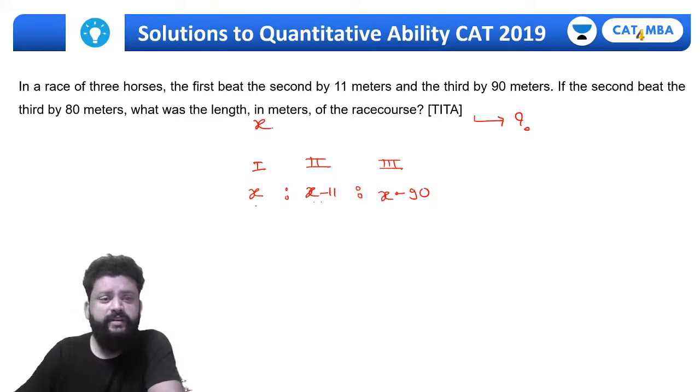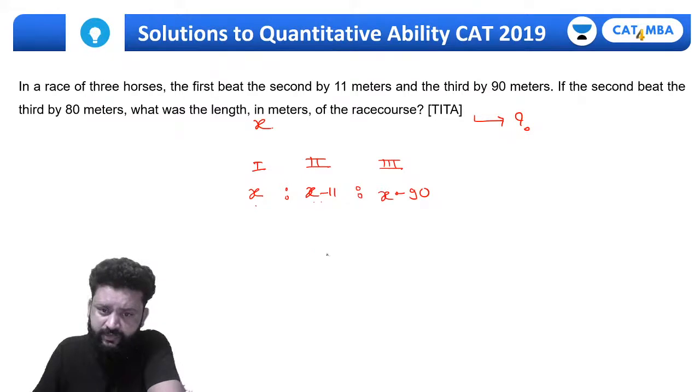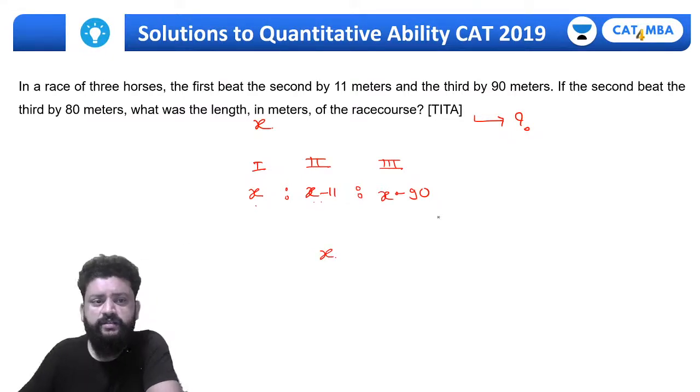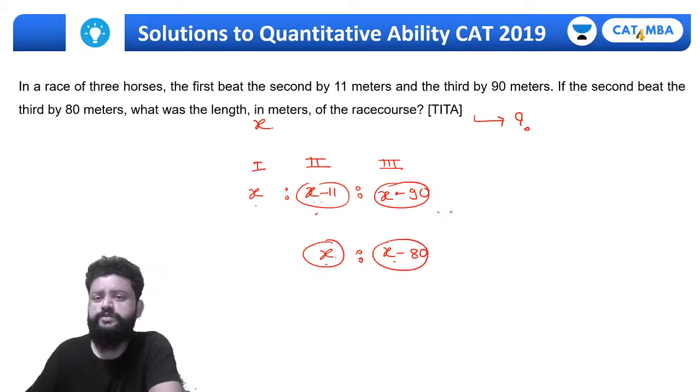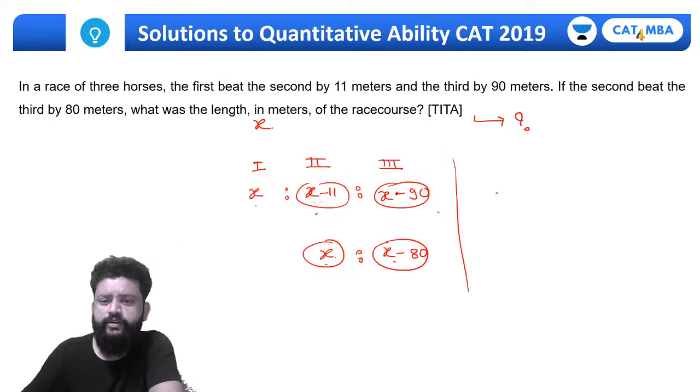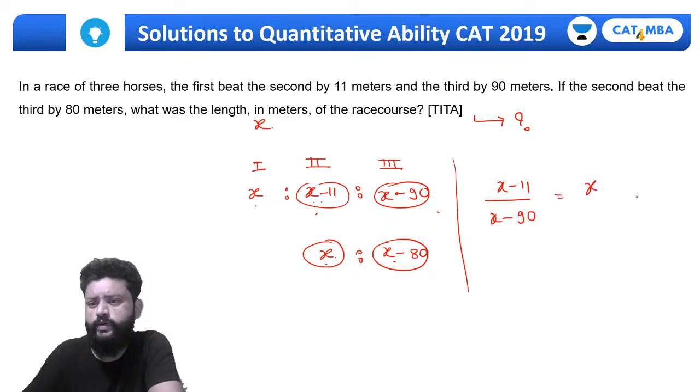Okay, if the second beats the third by 80 meters, what it means is, if second completes the race, that is x meters, and it beats third by 80 meters, that means third could just complete x minus 80 in the same time, by the time second completes the race. Now this is also the ratio of second to third. These two ratios must be equal because they are running at uniform speed. So x minus 11 on x minus 90 equals x on x minus 80. That's the simple equation.